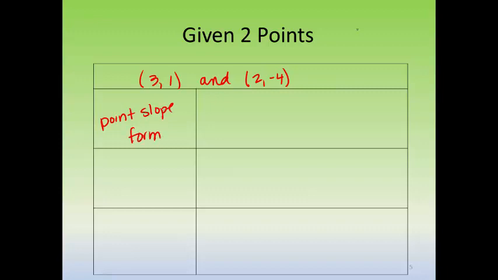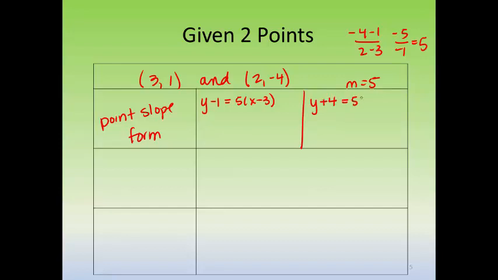So to calculate the slope, again, we'll do the change in the y's over the change in the x's. That gives me -5 over -1, or +5. So I know I'm working with a slope of +5. And I can choose either one of those ordered pairs. I could have y minus 1 equals 5 times x minus 3, or I could write y plus 4 equals 5 times x minus 2. Both of these are perfectly acceptable for point slope form, because I use the slope and I use one of the points that I know is on the line.